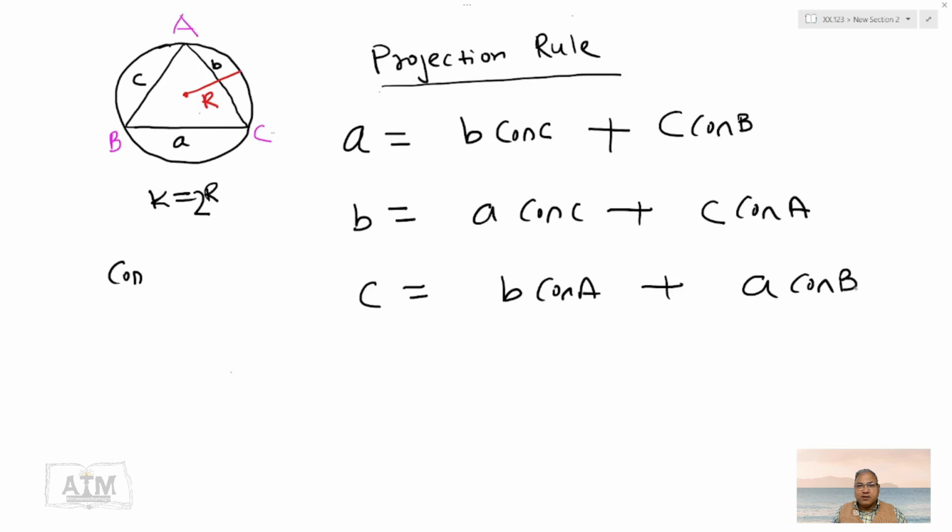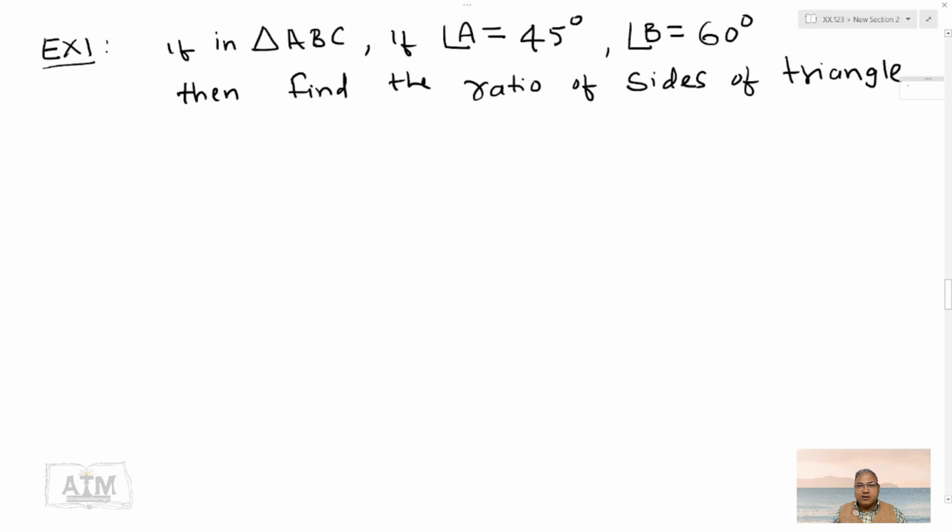Now let us practice some problems based upon the sine rule, cosine rule and projection rule. Example 1. In triangle ABC, if angle A equals 45 degrees and angle B equals 60 degrees, then find the ratio of sides of the triangle.